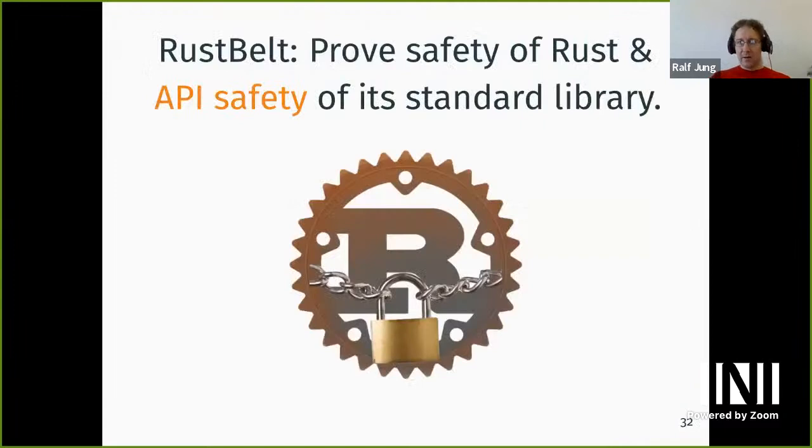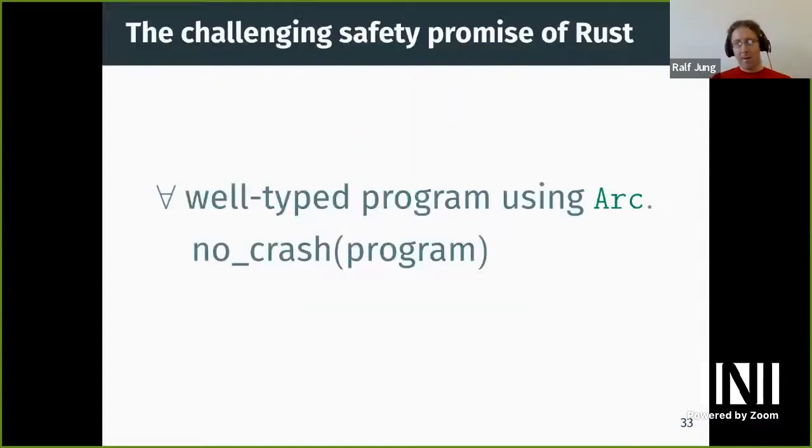So our goal with RustBelt now was to formally prove all of those safety claims. We not only want to show that the Rust type system itself is type safe, we also want to show, or want to have the methodology to show, that these standard library components, and also components developed by other Rust developers, are API safe, are a safe extension of the Rust type system. And so I want to briefly explain why that's a really hard thing to prove, because basically what we're showing is that every well-typed program that uses Arc will not crash when it runs. And by no crash here, I mean execute memory safely. So it can still abort in a safe way, but it can't have use after free or data races or anything like that.